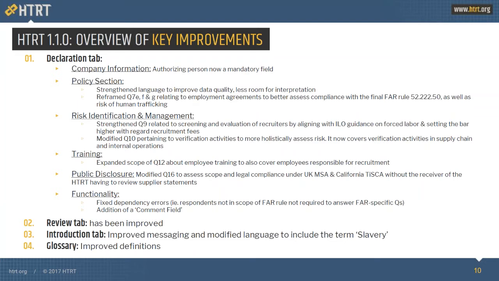We've also improved the messaging and modified some of the language in the introduction tab. One change we've made there is to include the term slavery. Previously we were predominantly talking about human trafficking and forced labor. These are all terms that are used interchangeably most of the time, but given the prevalence of the word slavery and modern slavery, including in some of today's legislation, we wanted to make sure that was captured by the HTRT. And then the glossary has also been updated. We now have improved and clearer definitions that will hopefully help suppliers better understand the template and be able to better complete it.